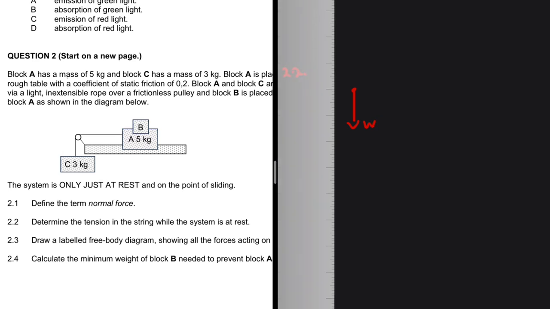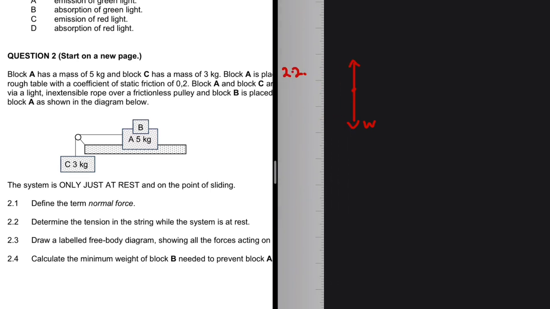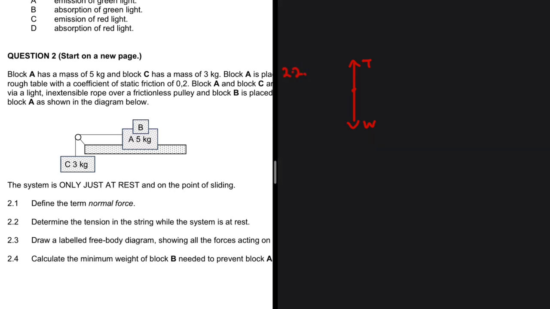It's hanging on a string. So we have tension, which is upwards. So when it comes to C, these are the only two forces that we have. And these two forces are equal to each other. As the question says, the system is only just at rest and on the point of sliding. So we know that the tension is equal to the weight. Right, so there we go.